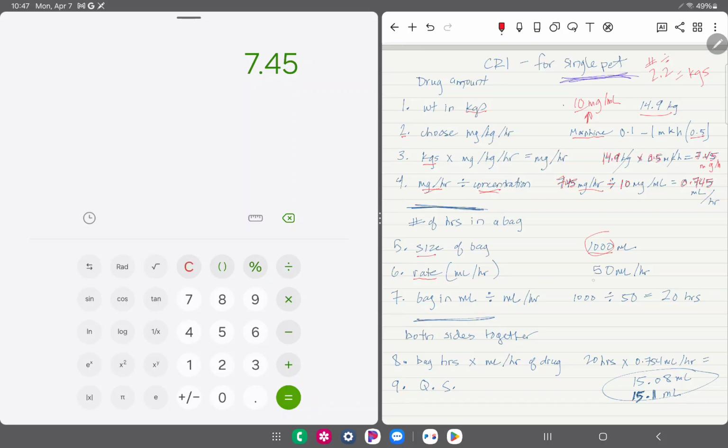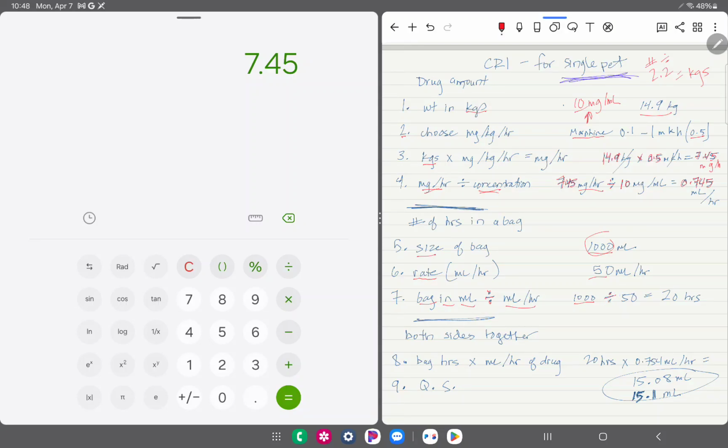Well, when I did his maintenance rate, I got roughly 50 mils an hour. And so we'll do that. Now we go to the next part, the bag in mils. So 1,000. And that's going to then be divided by the mil per hour we just picked. What rate do we want to run this whole concoction at? Not only to fluid resuscitate the animal and to keep them hydrated, but to trickle in that morphine.